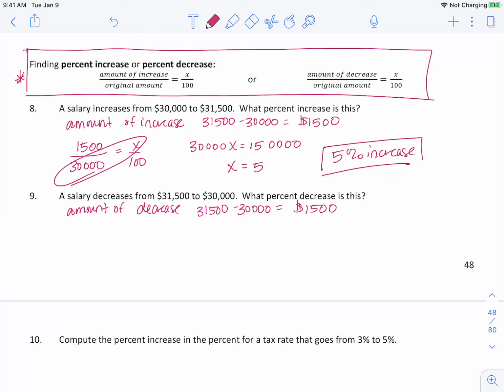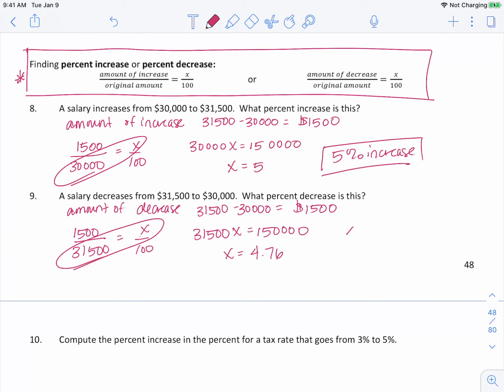But let's check out the percents. So we have 1,500 divided by 31,500 equals x over 100. Again, we can cross multiply. 31,500x equals 150,000. We divide and we get x equals 4.76. So this is a 4.76% decrease.